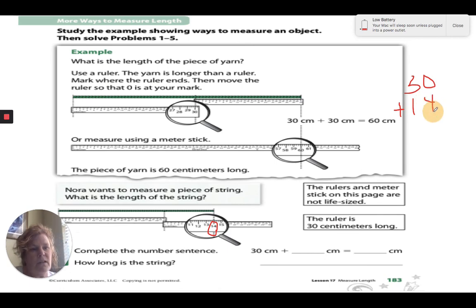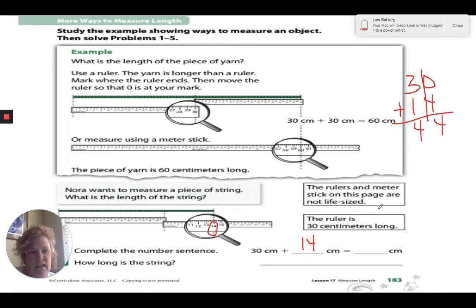Okay, so let's draw our line and let's add these two together. So 0 plus 4 is 4. And 3, that crazy looking 3, maybe that helps. 3 plus 1 is 4. So now we have 30 centimeters. Let me put 14 in there.